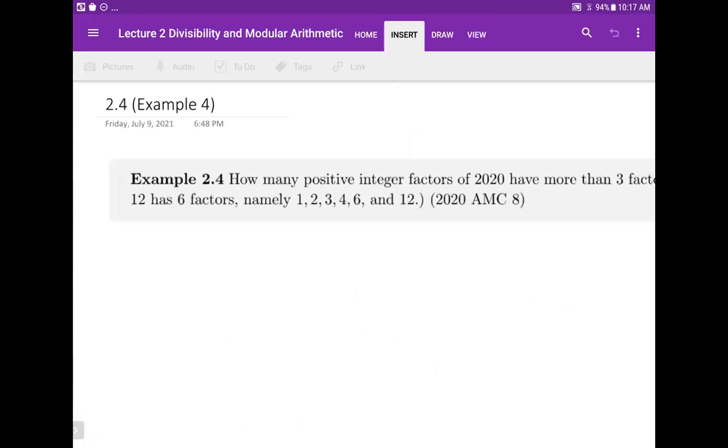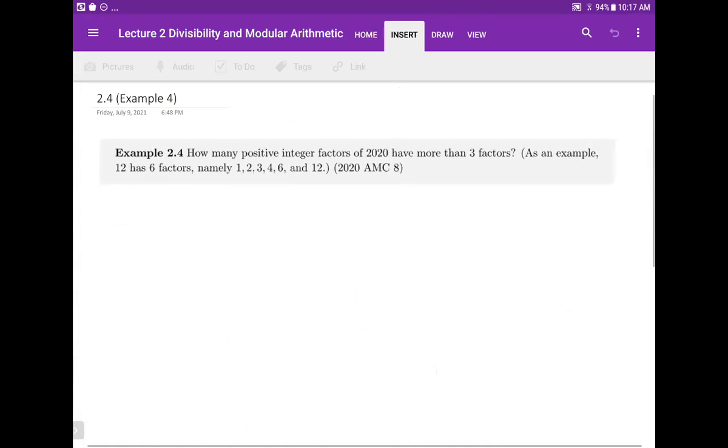Okay, now let's do some harder problems. So let's start off with an AMC 8 problem from last year. If you did the AMC 8 last year, maybe you've already seen this problem. It says, how many positive integer factors of 2020 have more than 3 factors? As an example, 12 has 6 factors, namely 1, 2, 3, 4, 6, and 12. All right, so first let's find how many positive integer factors of 2020 there are.